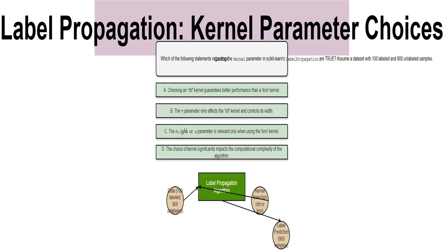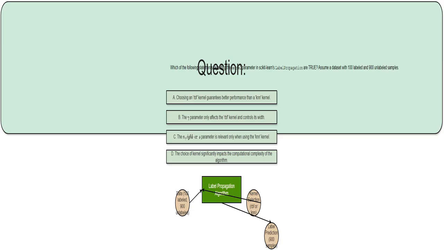This is the title. I'm focusing on how different kernel choices affect the label propagation algorithm, a machine learning technique used for semi-supervised learning. This is the core question. We need to evaluate 4 statements about how the kernel parameter influences a machine learning algorithm's performance.